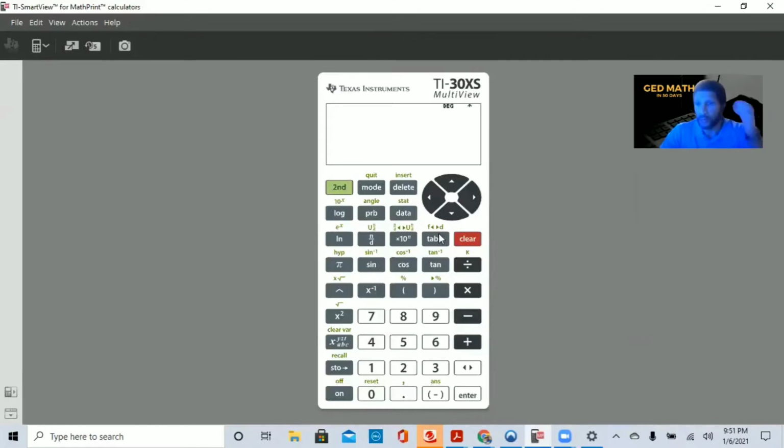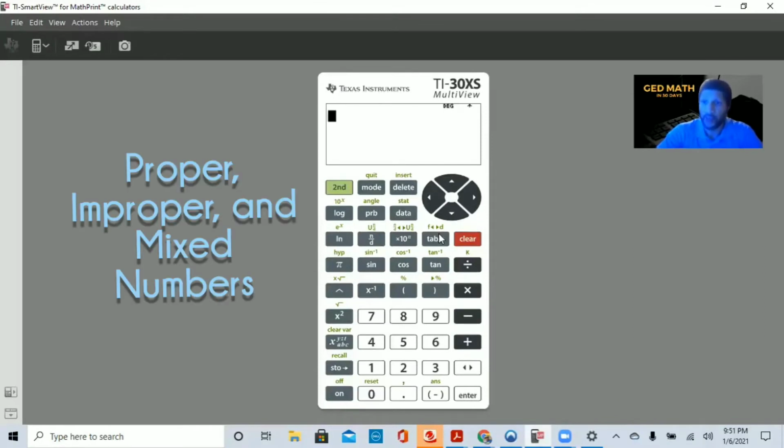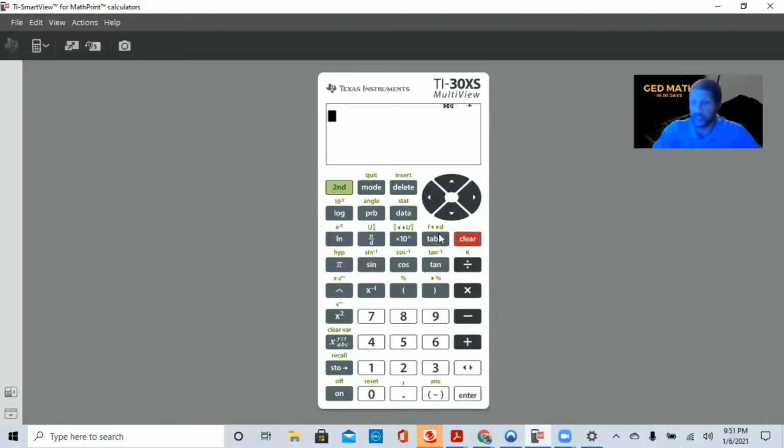So first of all, let's go over common fractions. Today we're going to do proper fractions, improper fractions, and mixed numbers. We're going to convert them to decimals and back and forth and vice versa. In order to enter a fraction, you want to hit N/D. Of course, the N stands for numerator and the D stands for denominator.